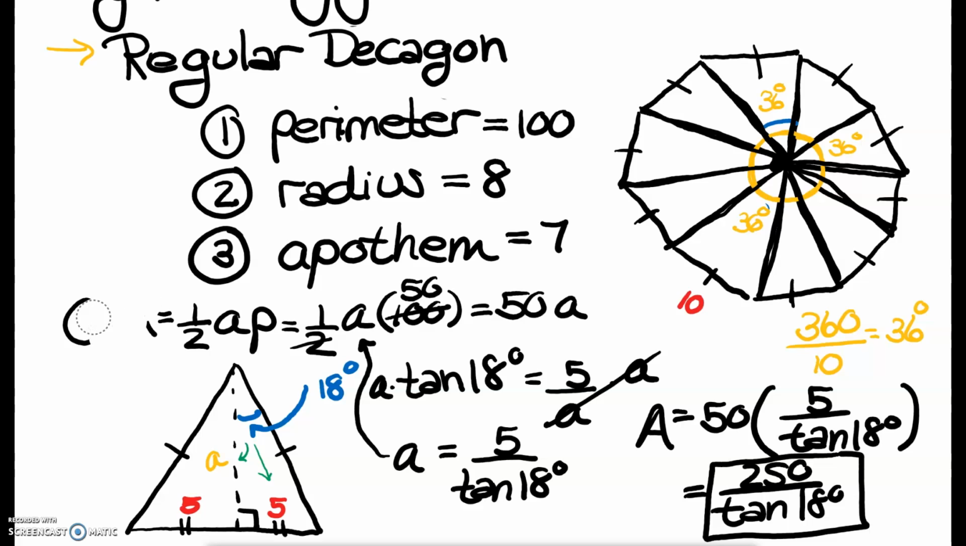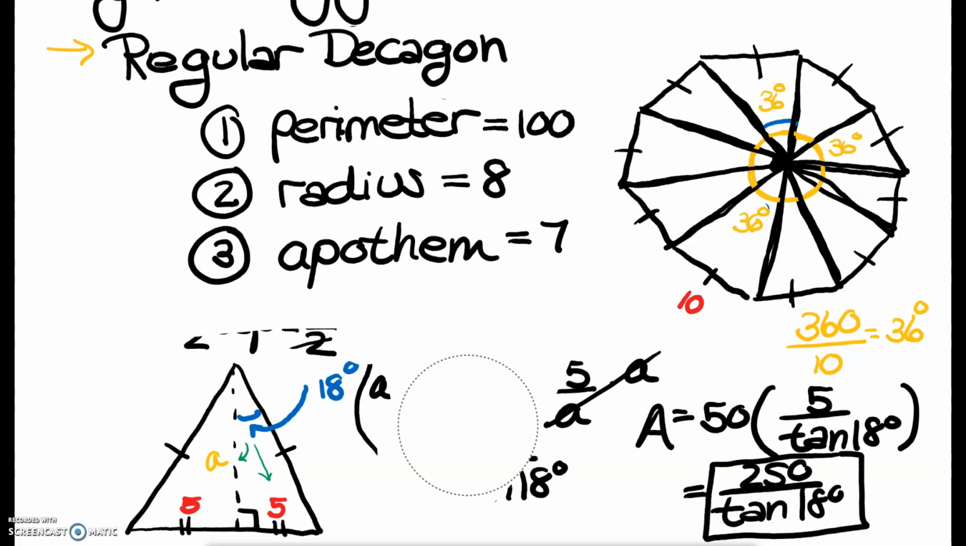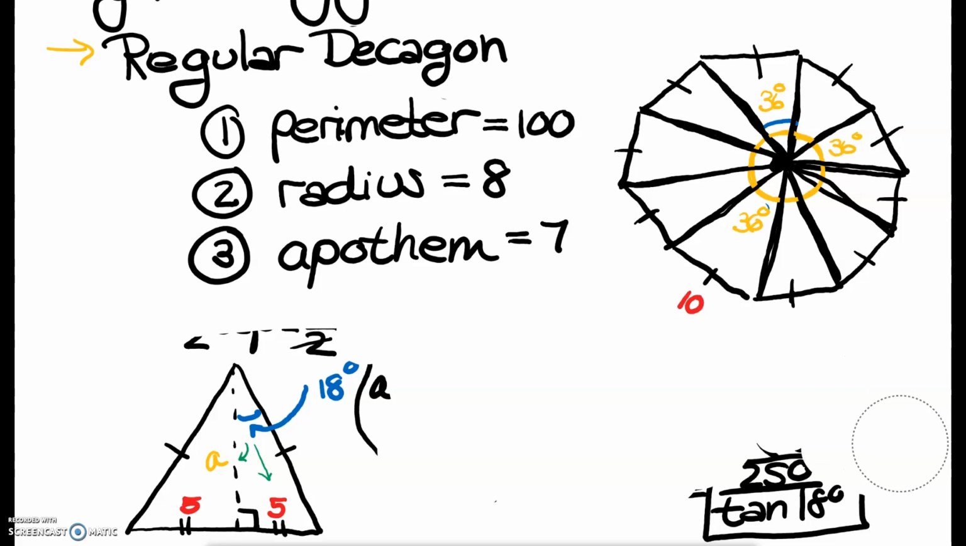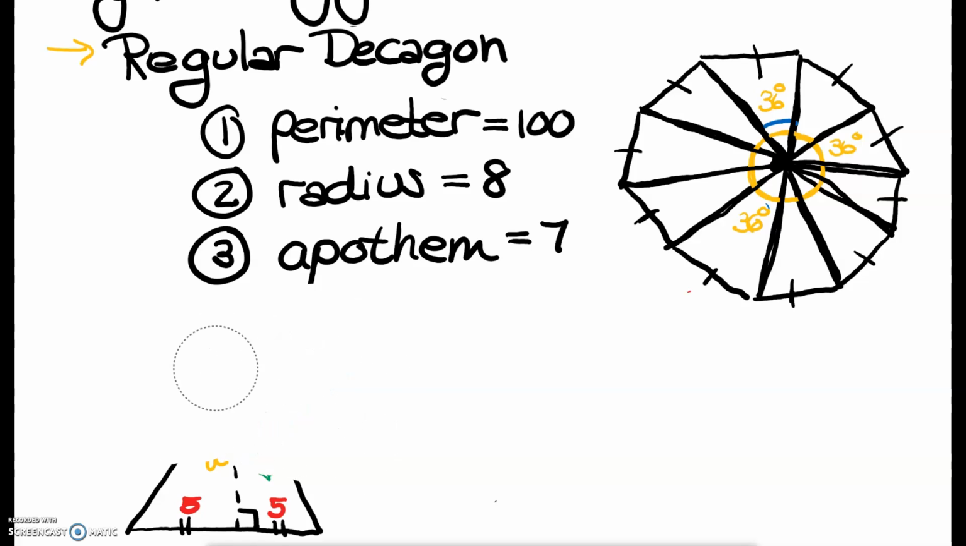So now let's talk about if you weren't given the perimeter. Say you were given a radius. What is a radius in this picture? Well, I'm going to erase this little equation here that I used to find the central angle. The radius goes from the center of my decagon to one of the vertices. So my radius is one of these triangle side lengths, and we're going to label that 8 because that's what they told me.